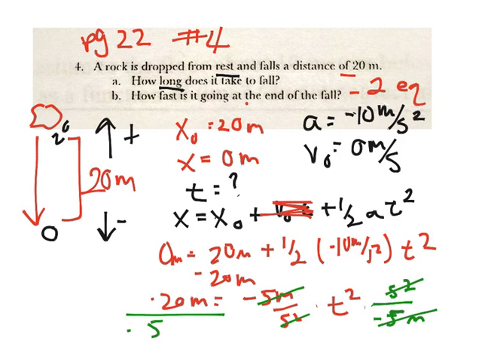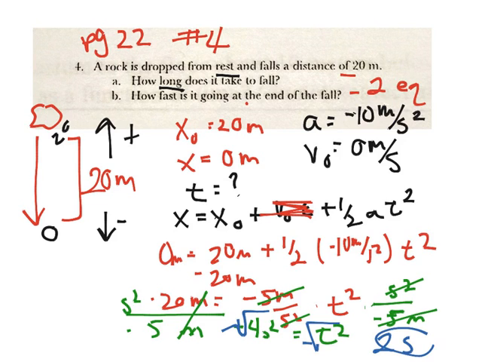So we have negative 5 meters. Oh look, that cancels out. We're left with second squared. Negative 20 divided by negative 5 gives you positive 4 second squared is equal to t squared. Take the square root of both. I'm sorry, that's a positive 4 because that was a negative divided by a negative. 4 square rooted gives you 2 seconds total.